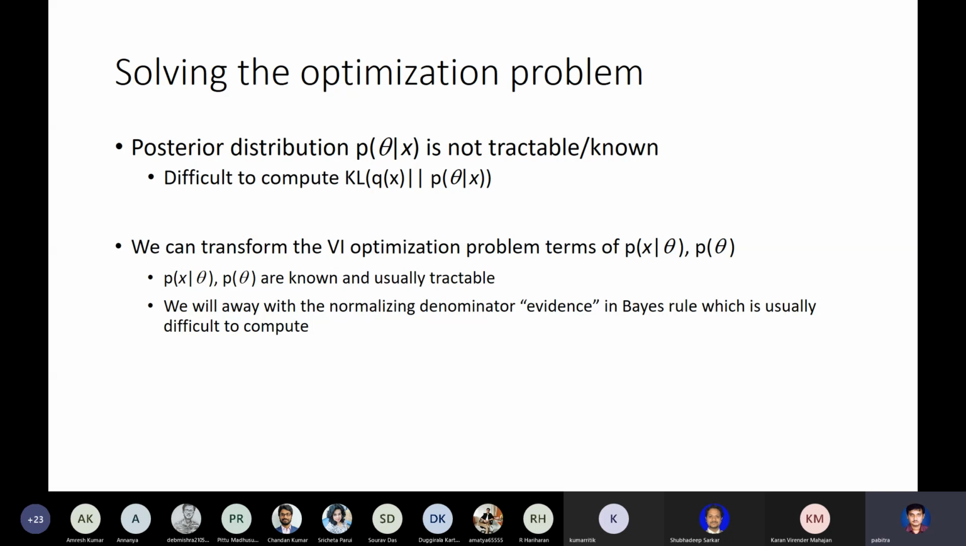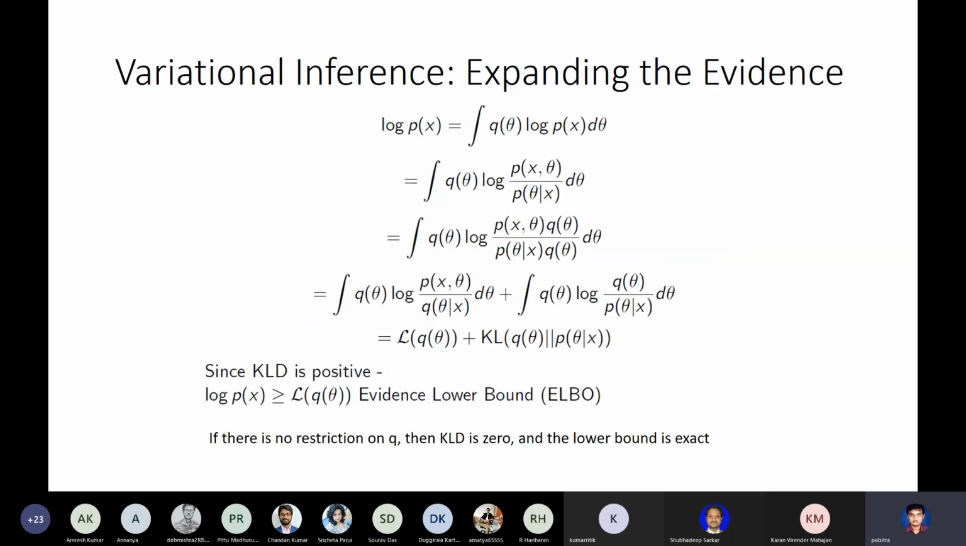This is kind of an abstract optimization problem which you cannot solve, but we will transform it into a real optimization problem which you can solve. Abstract because this p(theta given x) is unknown or not computable. So let us see. The problem is with this evidence. Let us try to expand the evidence.